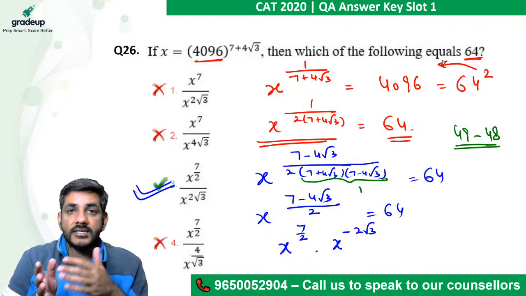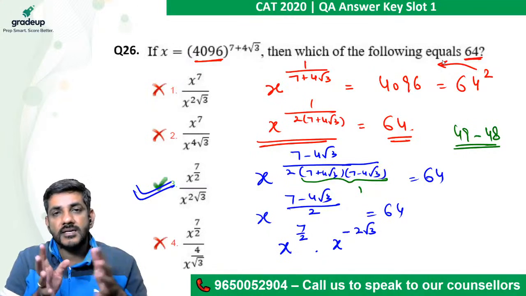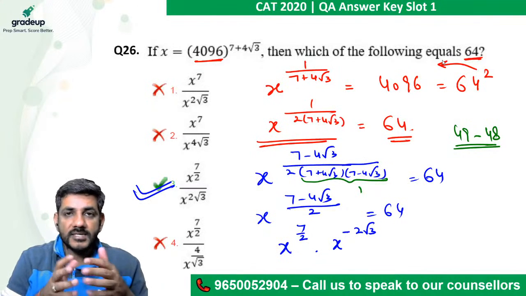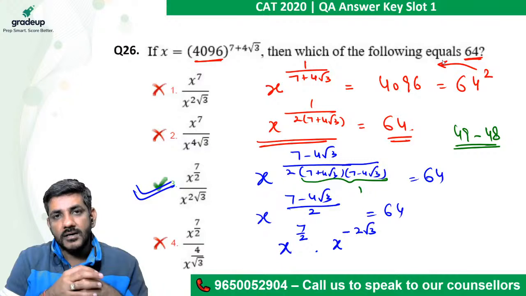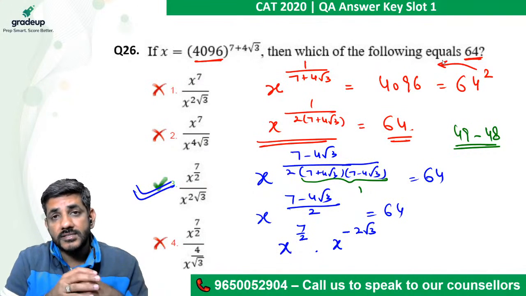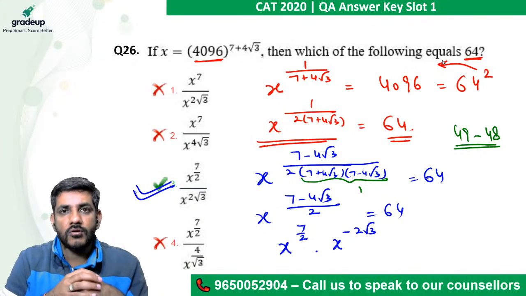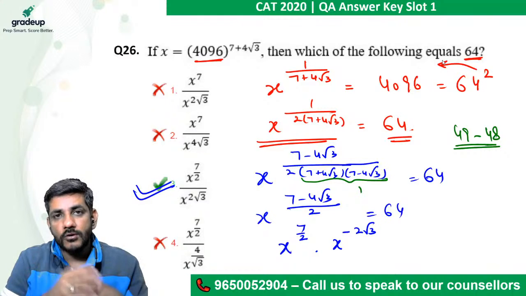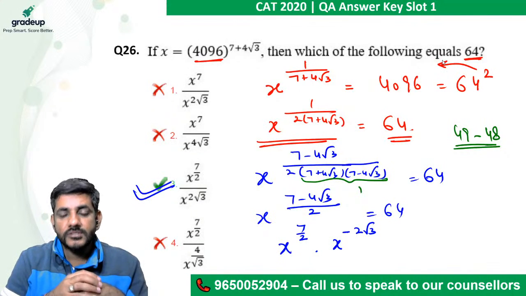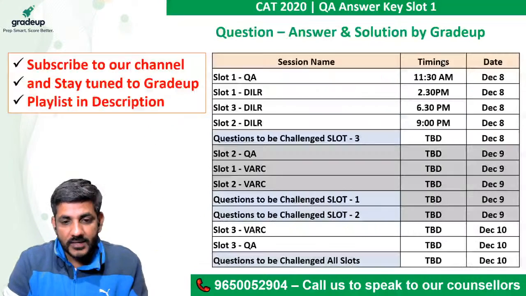We'll be discussing the DILR and verbal ability of slot 1, then slot 2, slot 3. We'll be discussing the expected percentiles around these scores, so what the percentile can be. And then we'll also conduct some sessions in which I'll tell you that at this score, which colleges you can apply to and which you may not. This is all that we are going to do in the coming days. So stay connected with us. I hope you'll have a better idea about things then, right?